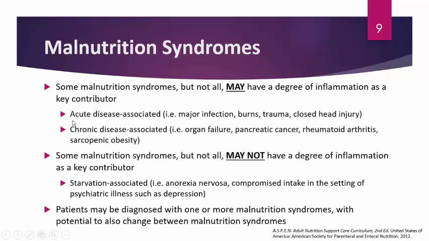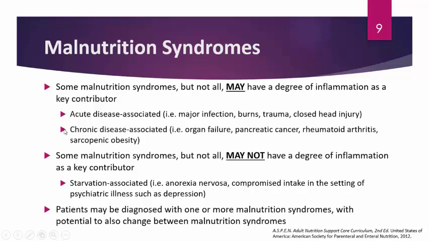Acute, thinking just about that word, is more associated with something that is within the now, something that is potentially new. These include things like major infection, which is also known as sepsis, burns, particularly severe burns, second and third degree burns, and trauma. Closed head injury is another acute disease associated type of malnutrition syndrome.